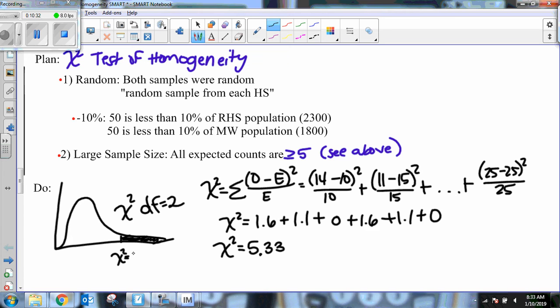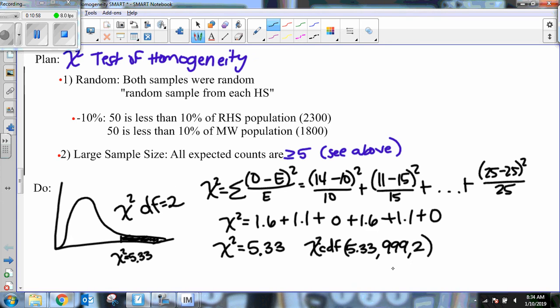That's what we're looking for now. What is the probability of obtaining a chi-squared value of 5.33 or higher? Well, just like we did yesterday, we're going to do chi-squared CDF. We're going to give the lower bound, which is the 5.33. If you look at the picture, that's the lowest bound. The upper bound is something quite large, 999, with the degrees of freedom of 2.